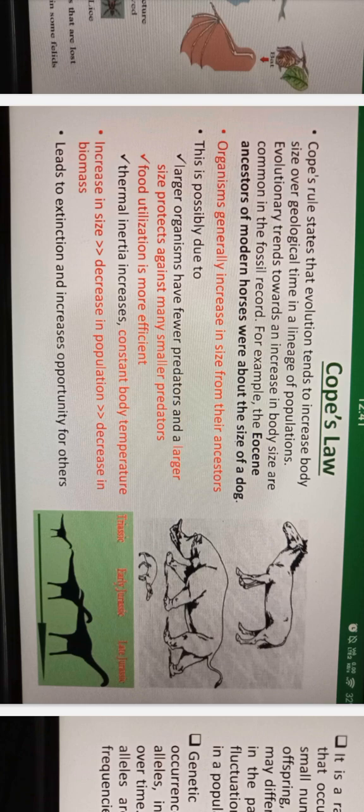In the case of the Eocene, ancestors of modern horses were about the size of a dog. So organisms generally increase in size from their ancestors. This is possibly because larger organisms have fewer predators, and a larger size protects against many smaller predators. So remember, size increase is Cope's rule. Food utilization is more efficient. Thermal inertia increases, constant body temperature. Increase in size, decrease in population, decrease in biomass leads to extinction and increased opportunity for others.